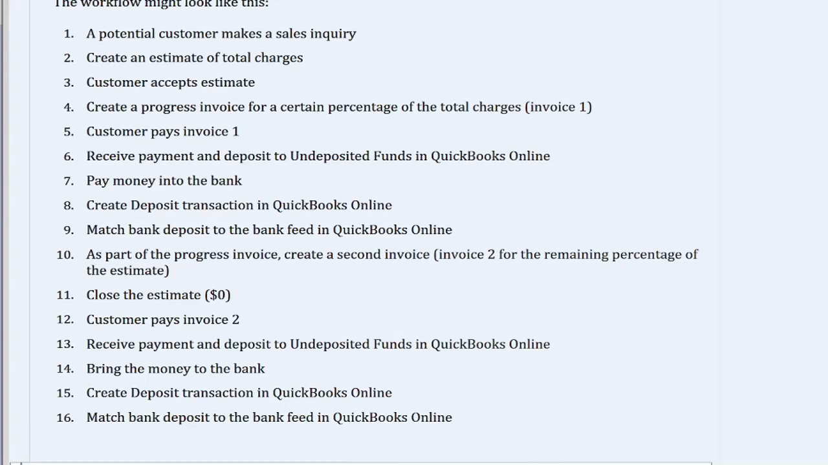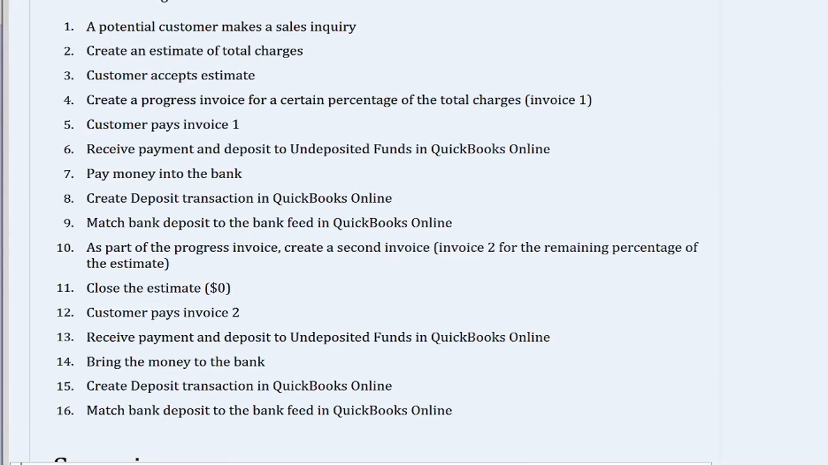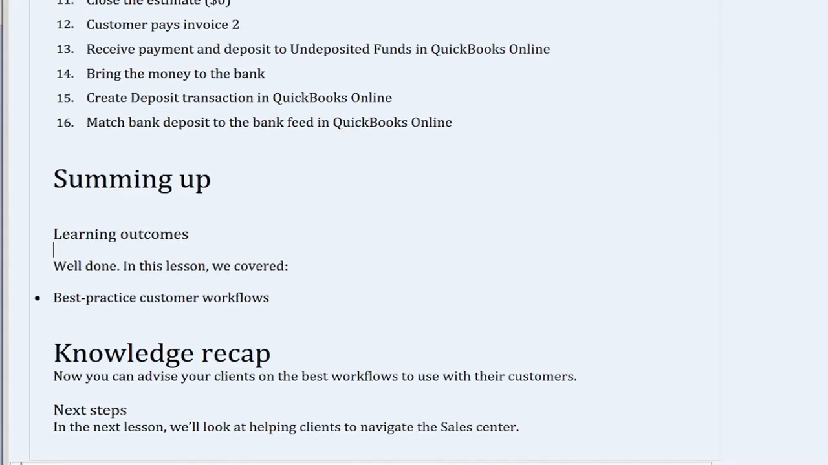As part of the progress invoice, create a second invoice, invoice 2, for the remaining percentage of the estimate. Close the estimate $0. Customer pays invoice 2. Receive payment and deposit to undeposited funds in QuickBooks Online. Bring the money to the bank. Create deposit transaction in QuickBooks Online. Match bank deposit to the bank feed in QuickBooks Online.